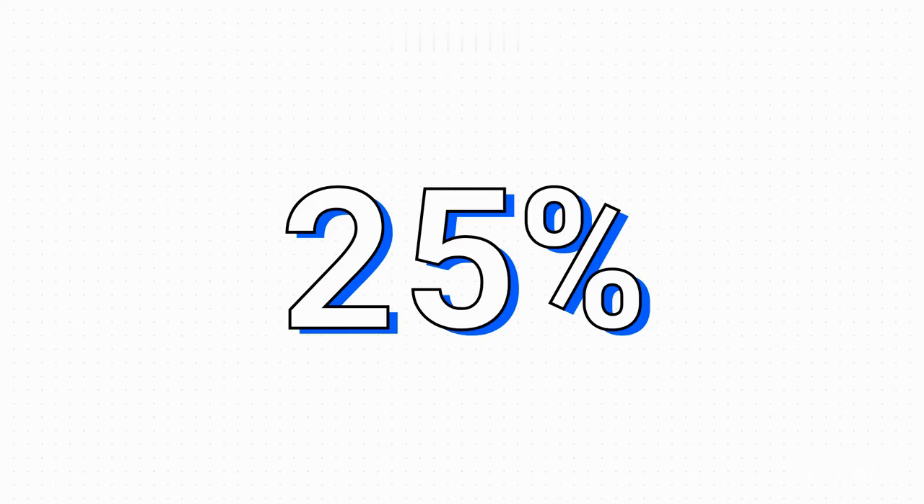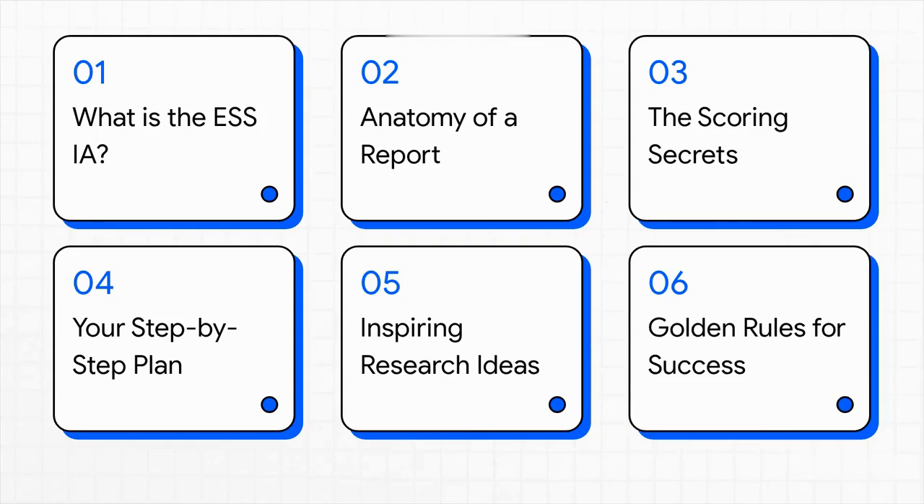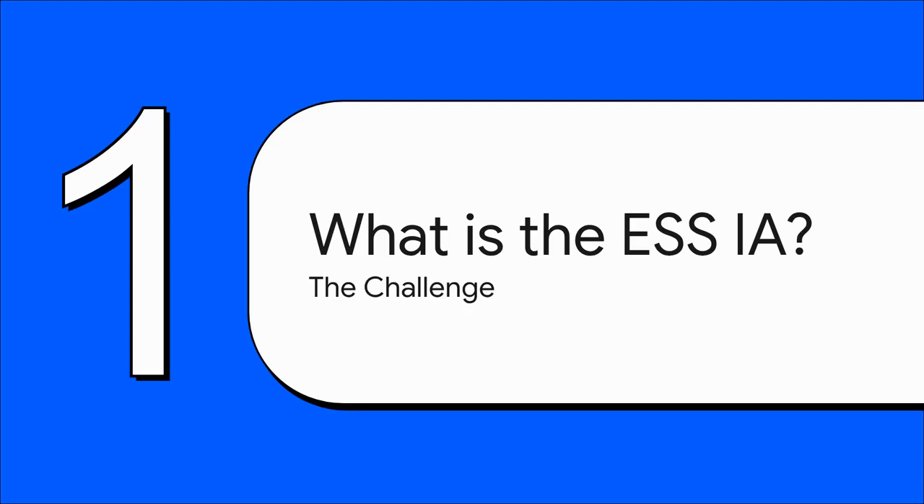And yeah, that feeling makes a ton of sense when you see this number, 25% of your final grade. But you know what? Let's flip that around. That's a huge opportunity to really show what you know and give your final score a major boost. So our mission today is to turn all that stress into straight-up confidence. Here's the game plan. We're going to cover what the ESS IA even is, break down the anatomy of a great report, look at the scoring secrets, then we'll get into a step-by-step action plan, some awesome research ideas, and finish up with the golden rules for success. All right, let's dive right in.